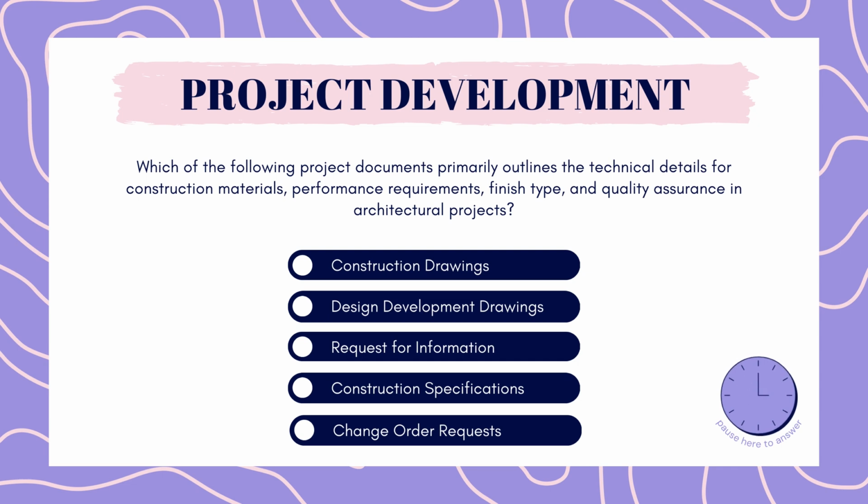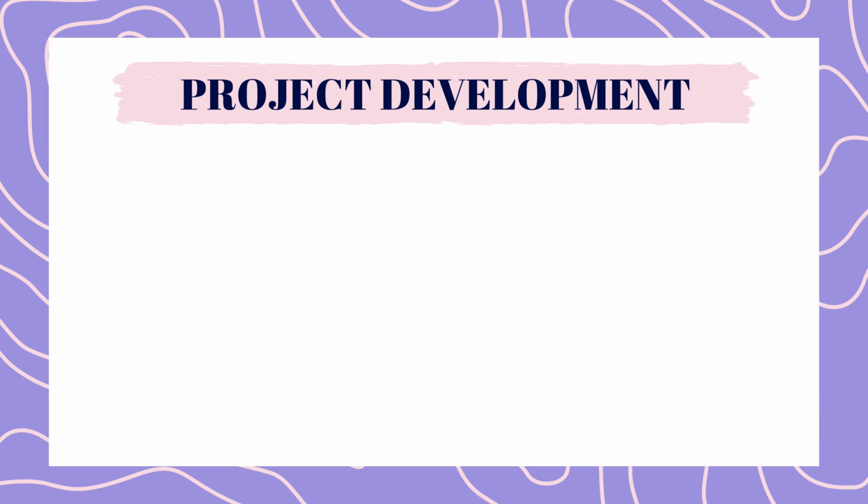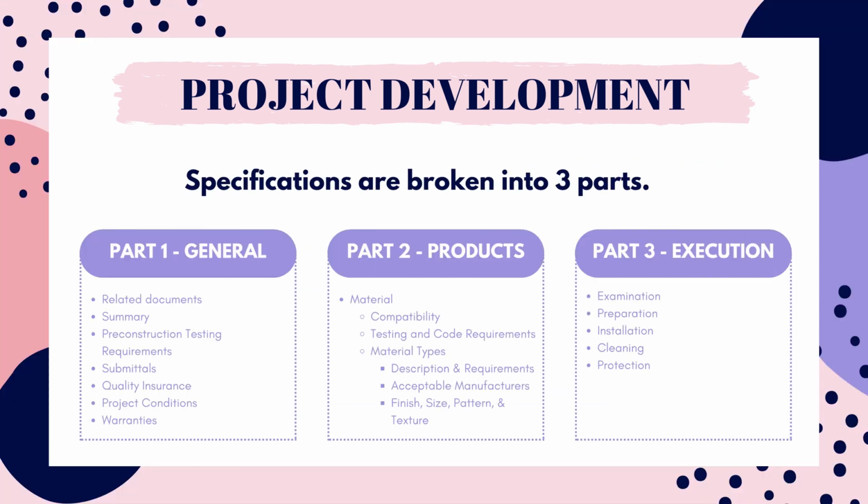And the correct answer is construction specifications. Construction specifications are detailed documents that outline specific materials, products, finishes, and the installation intent for various components of a construction project. These specifications provide comprehensive information to contractors, suppliers, and builders about the quality standards, performance criteria, and methods to be followed during construction.